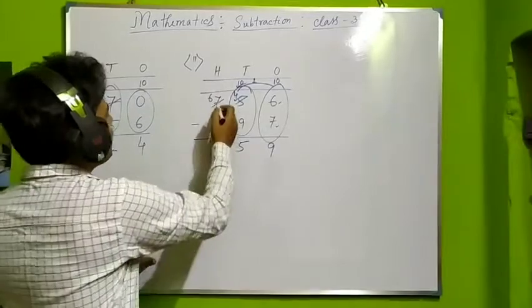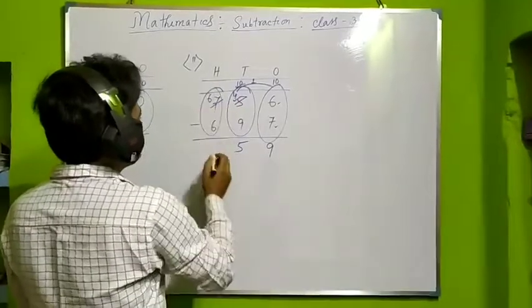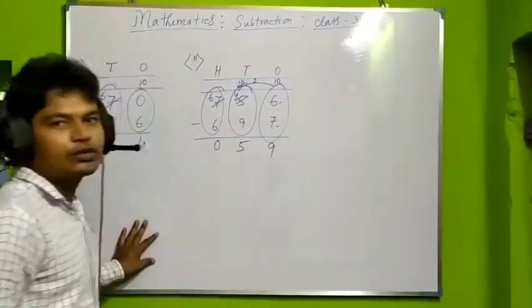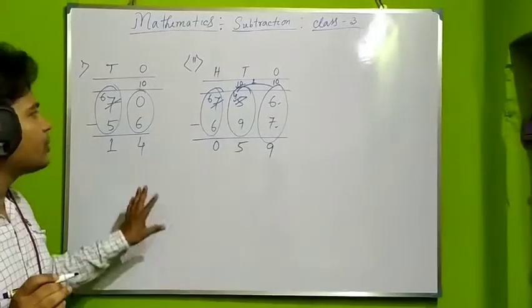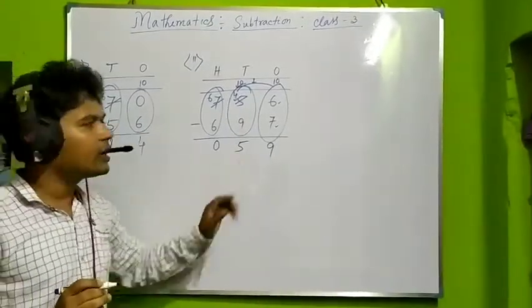Now you come to the hundreds place. 6 minus 6 equals 0. So the difference or the result of this subtraction is 59.